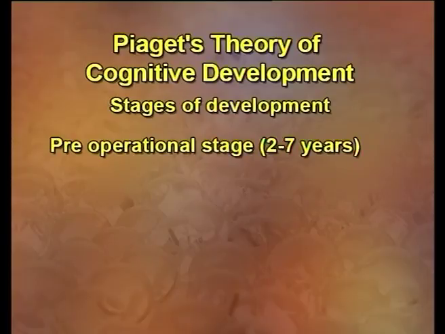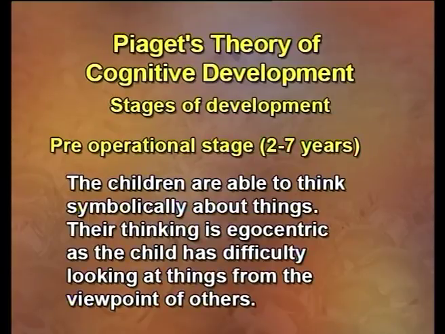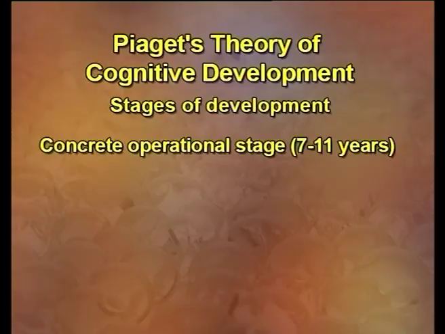The next stage is the pre-operational stage, which lasts from the age of 2 years up till 7 years. It is a stage where children are able to think symbolically about things. Their thinking now is egocentric, as the child has difficulty in looking at things from the viewpoint of others. The viewpoint that he or she has is limited to himself or herself. The next stage is the concrete operational stage, which is between 7 to 11 years.